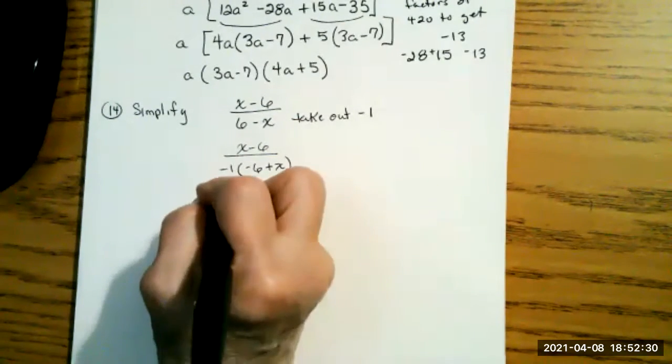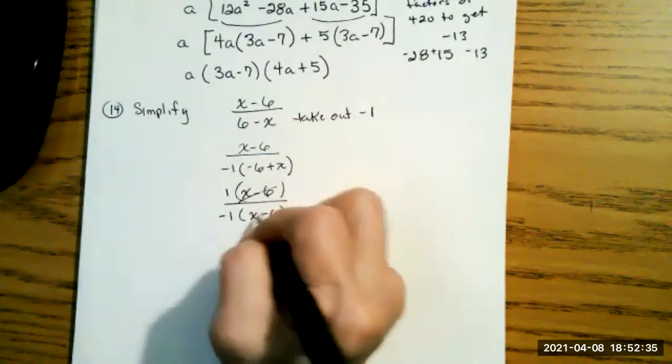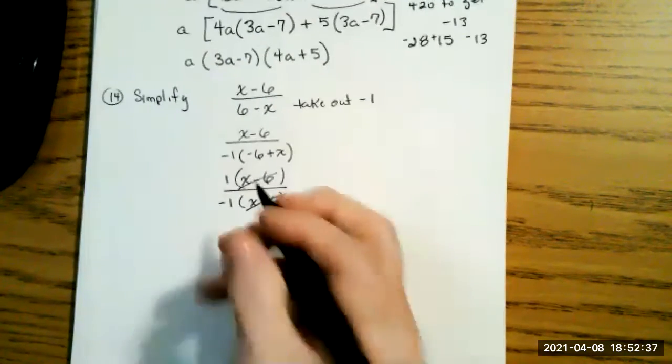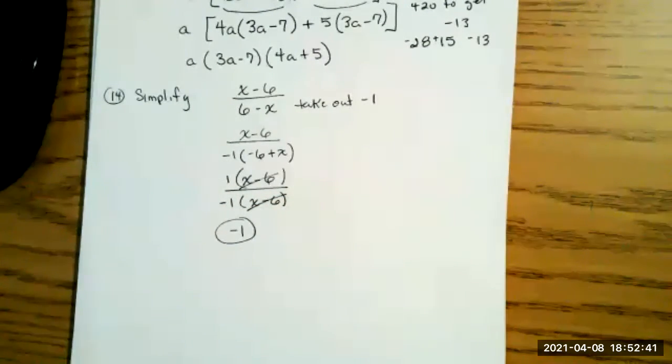I have to know that there's an understood 1 in front of it. There always is in front of that top one. These two would cancel out, and I have 1 divided by a -1, which is -1. So that's a little trick you can use to turn negatives around and sometimes cancel out binomials. Any questions on that? Are we good?